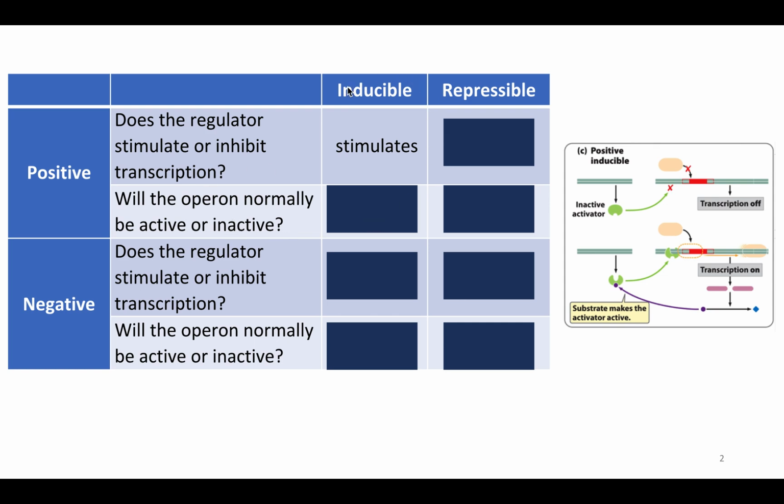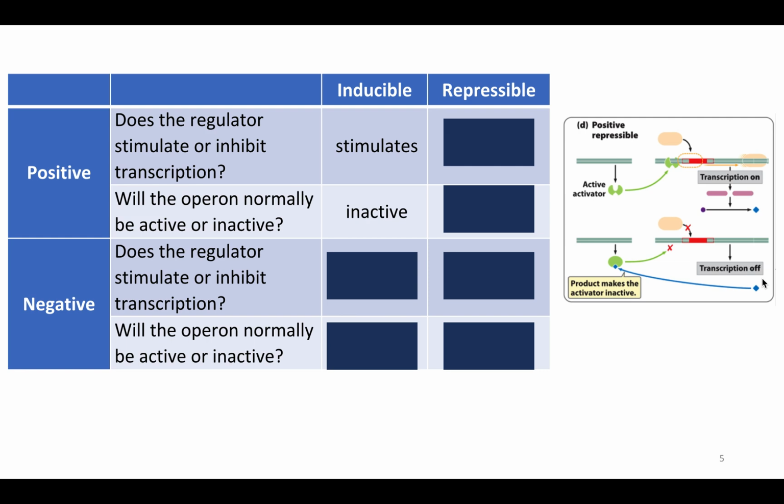So will the operon normally be active or inactive? When I'm thinking about the difference between inducible and repressible, I remember that inducible operons are usually off. They're not being transcribed usually, but we can induce them so that they can start being transcribed. So that means that inducible operons are normally inactive. So in this situation, the substrate will bind to the activator, making it active. And now that it's active, it can bind onto the operator and stimulate transcription. So this is why transcription is on here.